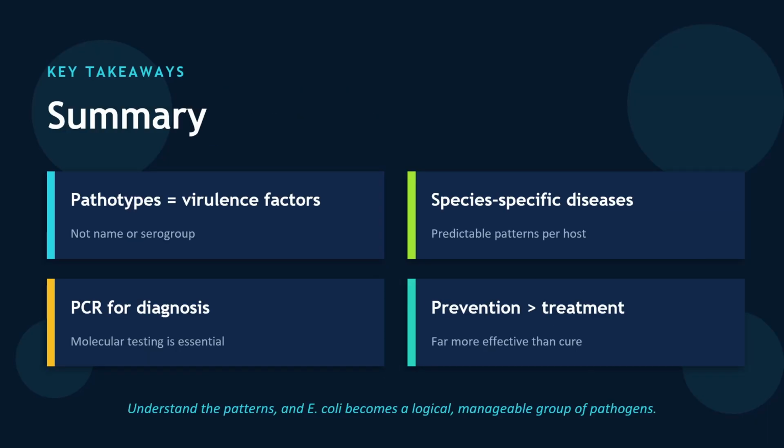To wrap up, E. coli pathotypes are defined by their virulence factors, not by their name or serogroup. Each pathotype causes predictable disease patterns in specific species. Diagnosis requires molecular testing, and prevention is far more effective than treatment. Once you understand these patterns, E. coli becomes a very logical and manageable group of pathogens.